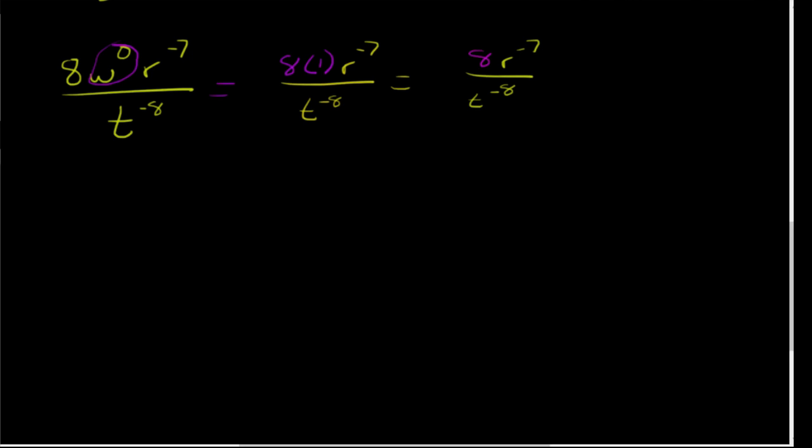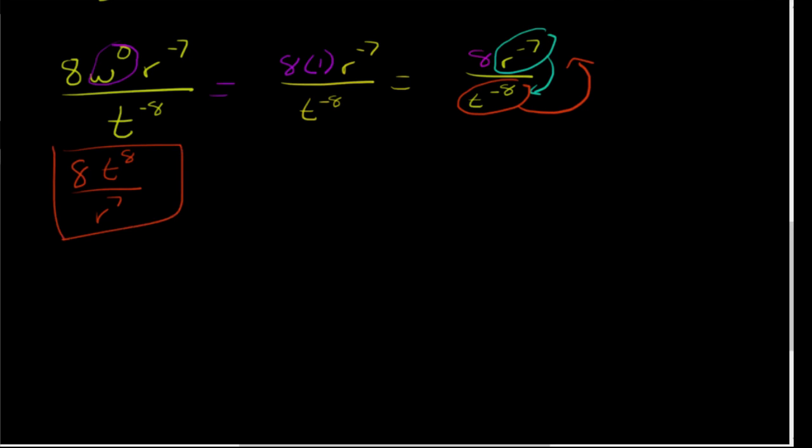Now once again, because this is a negative exponent, we can throw it down on the bottom to turn it into a positive exponent. As well, we can take this, because it's a negative exponent, throw it up to the top to make it positive. So what we'll end up with is 8t to the 8th power divided by r to the 7th power. And that's it.